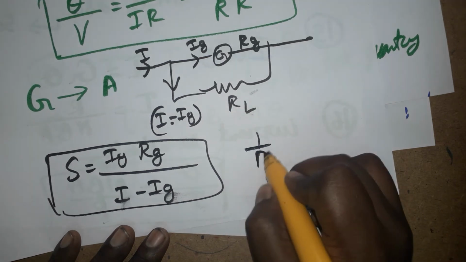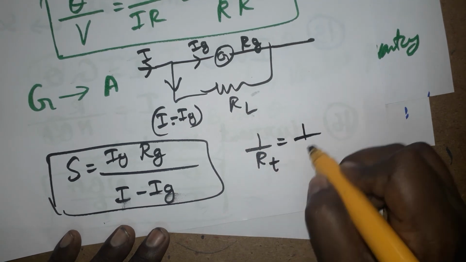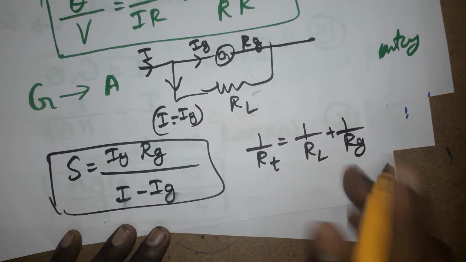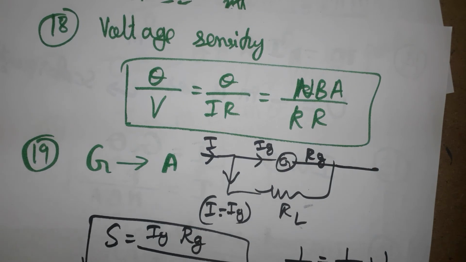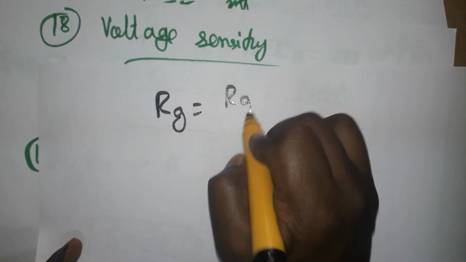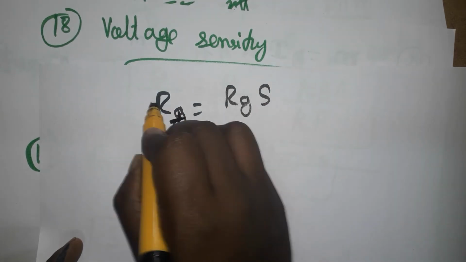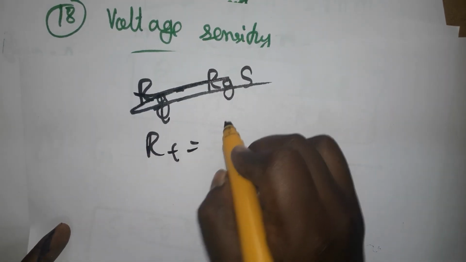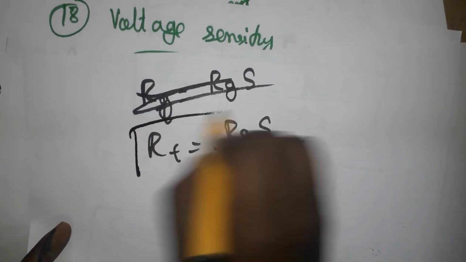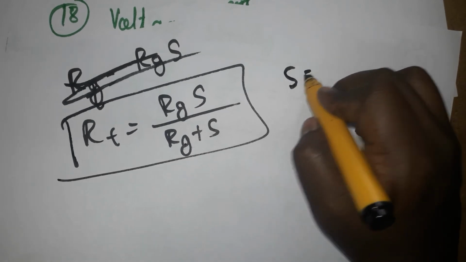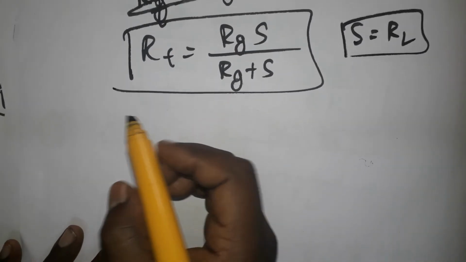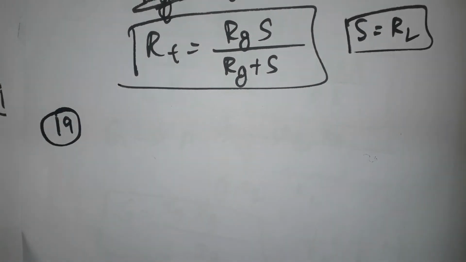It's a parallel combination, so 1 by total resistance is equal to 1 by the low resistance plus 1 by the galvanometer resistance. Modifying this formula, the total resistance is equal to the galvanometer resistance times the shunt resistance divided by the galvanometer resistance plus the shunt resistance. This is what we get. The shunt resistance is the low resistance. Okay, that's it.